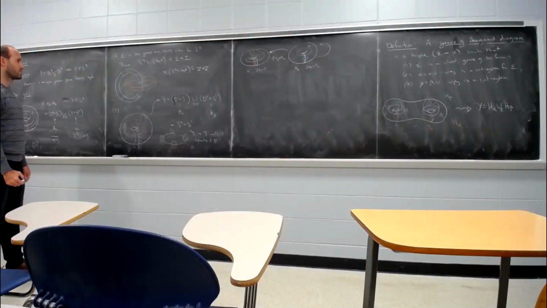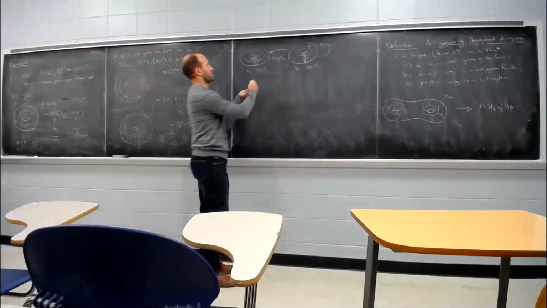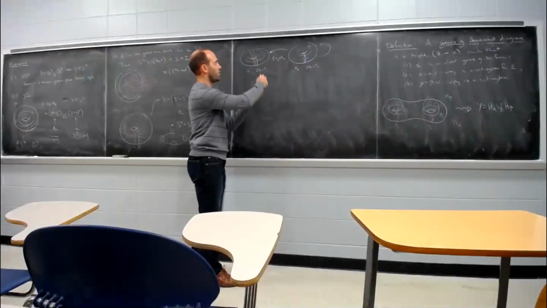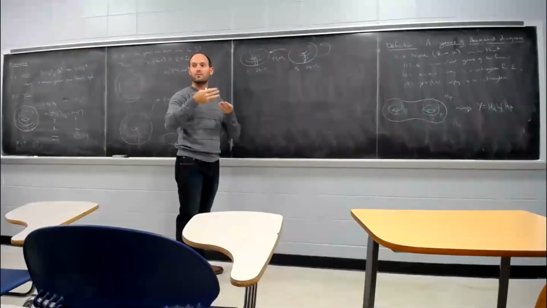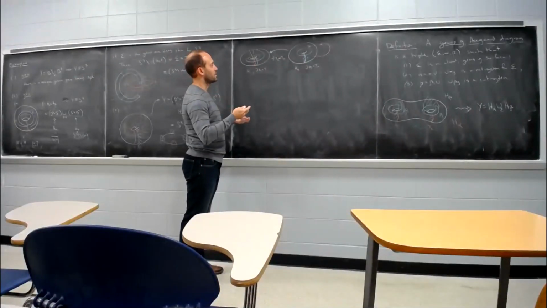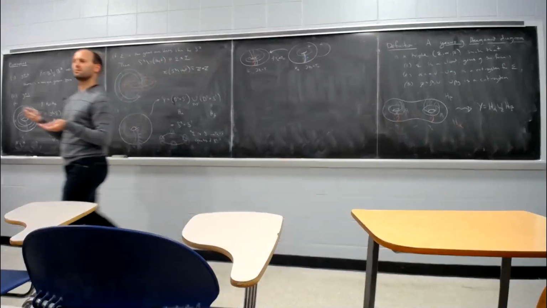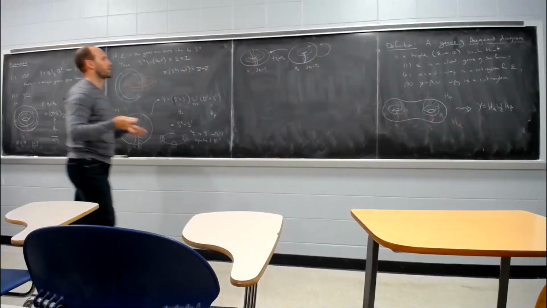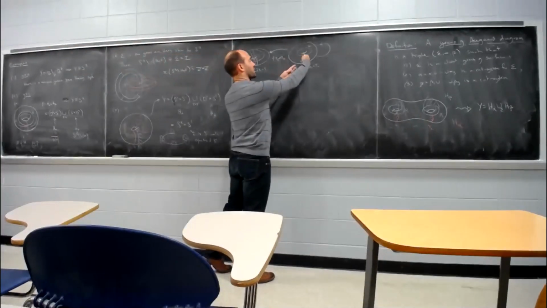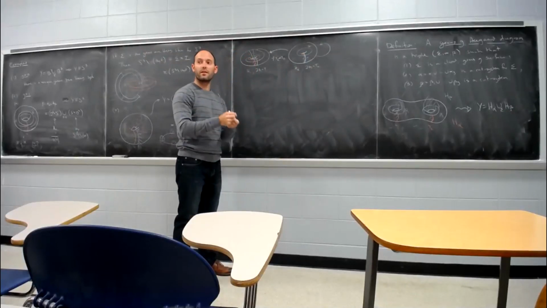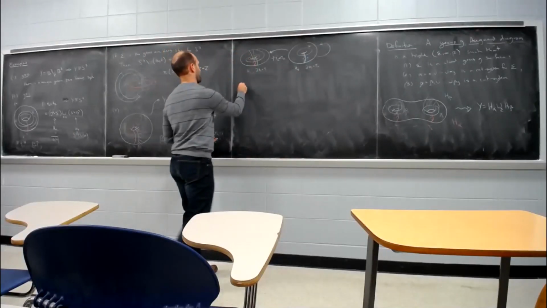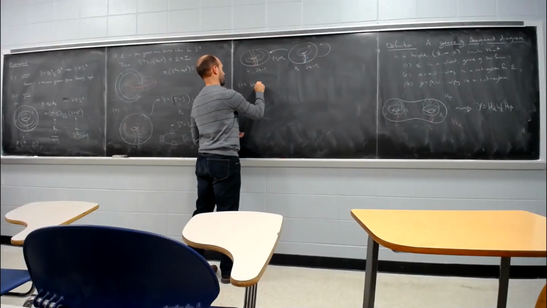And then normally lens spaces are introduced in this way. You think, okay, well, what are all the automorphisms of the torus? Well, it's SL2Z. And then which ones are going to extend over the solid torus? And then this gives you a family of what I call lens spaces.